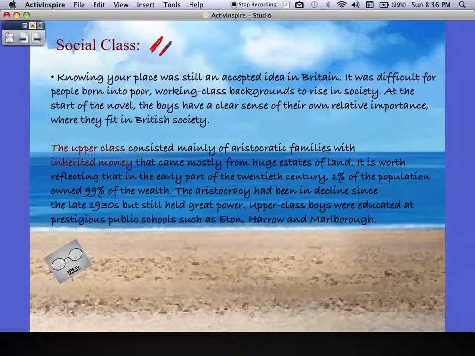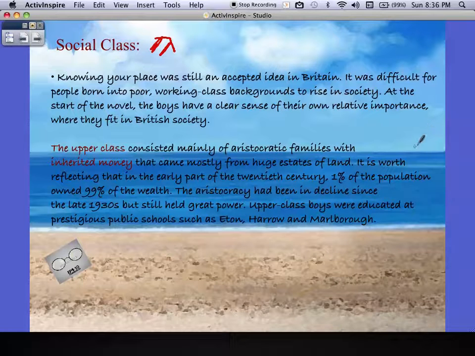Another part, I guess this should be number 4, is the social class in England. And here's where, if you're not aware of this, it's going to be very hard to understand why the boys do what they do. There was still a very strong social class in England. There still is, much more so than in the United States. In England, it was very important to know your place, to know what was and was not proper for you. If you were born poor or working class, the chances are you were going to die poor, working class. At the start of this novel, you can see the boys know exactly where they belong, where they fit in society.